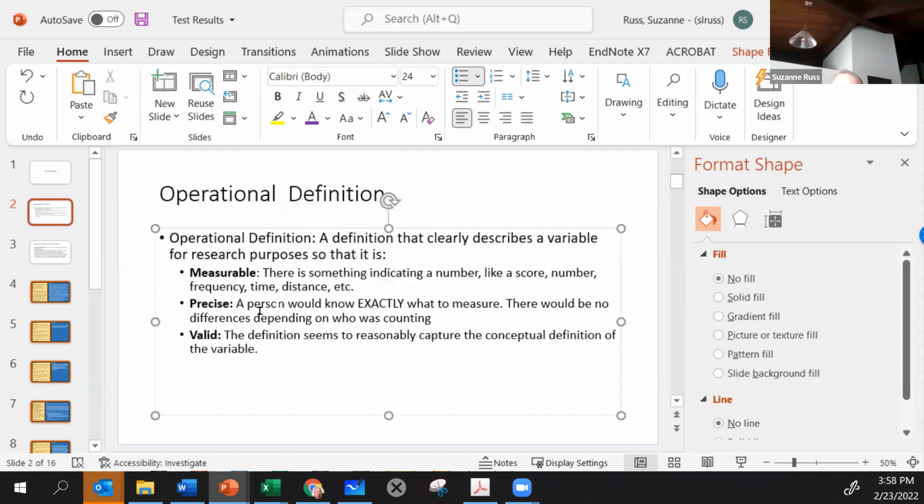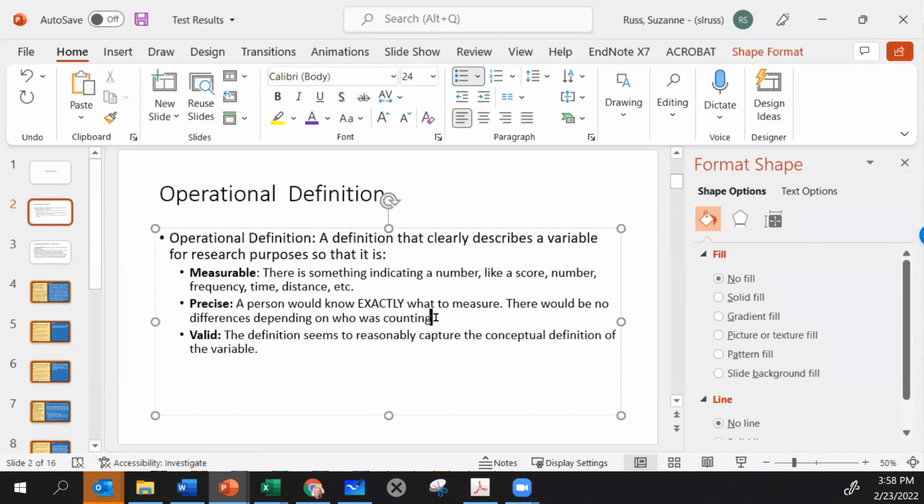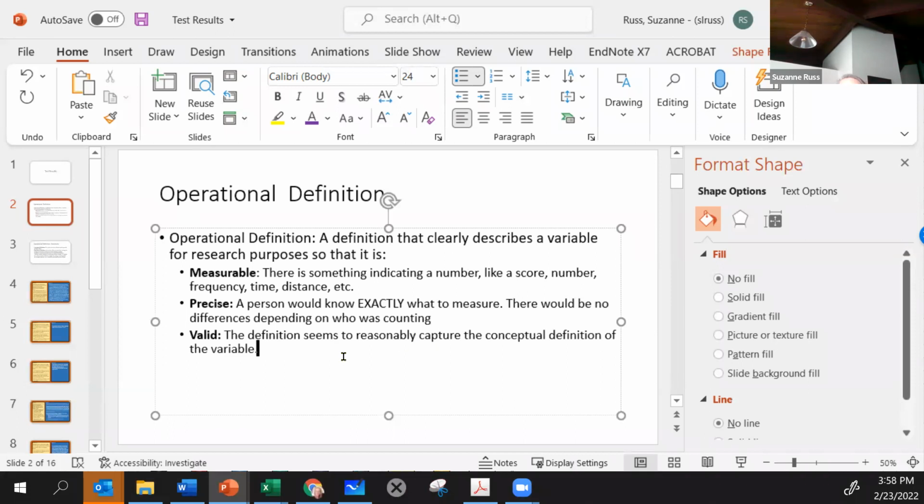The second criterion, a person would know exactly what to measure. So if I was watching for this, I would get really close to, if not exactly, the same number that you would get, because we know exactly what we're counting. So it's precise and it's valid. So if we look at the conceptual definition of the variable, what the variable means, then we would find out that this operational definition, or what we're going to count, seems like it fits.